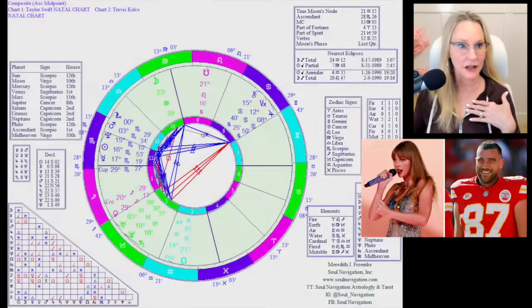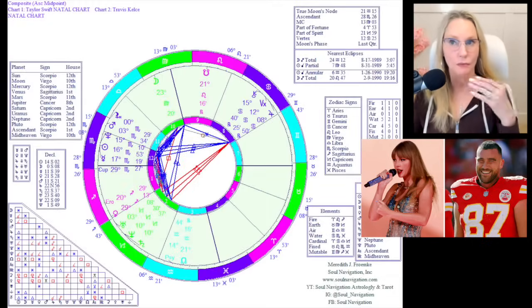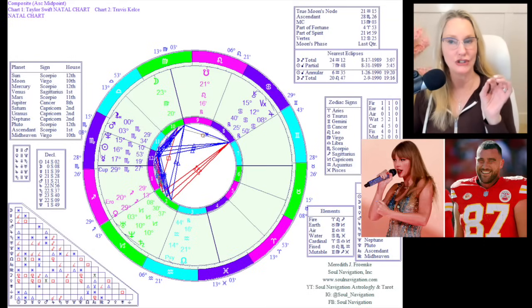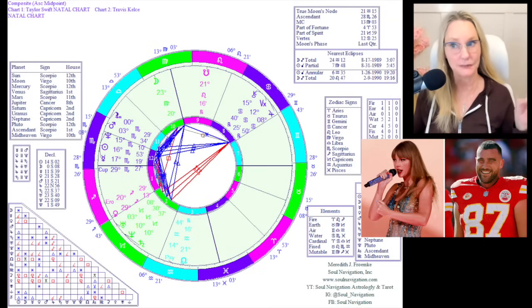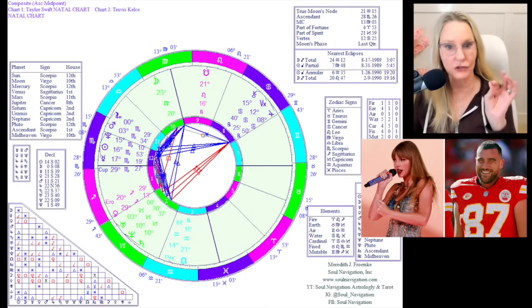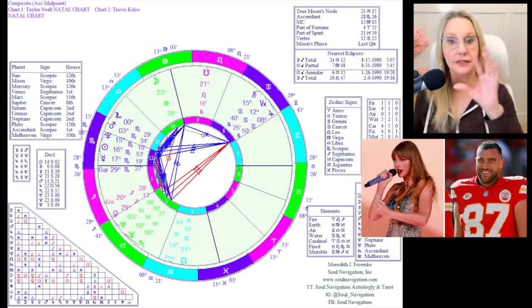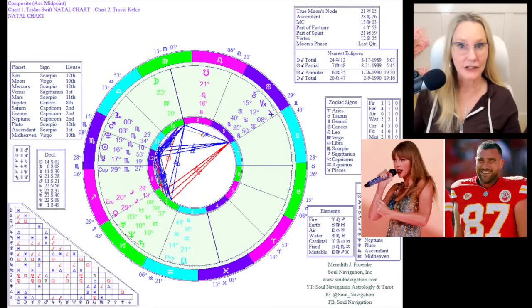So now let me show you how you make a composite chart. And the composite chart works better if you have both people's birth time. So when we don't have a person's birth time, because we don't have Travis's exact birth time, then we cannot count on the houses, but we can count on the planets. So you get 70% of the story, and I think it's still worth it.